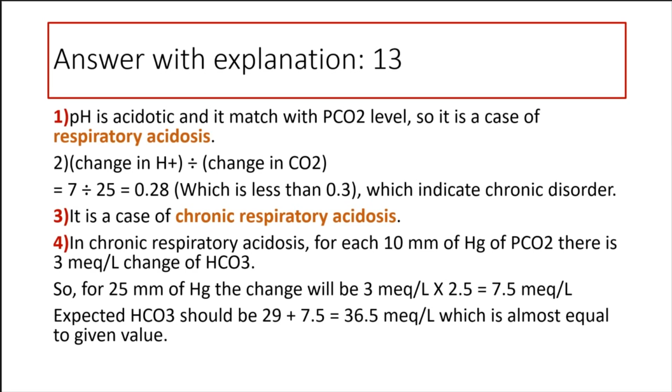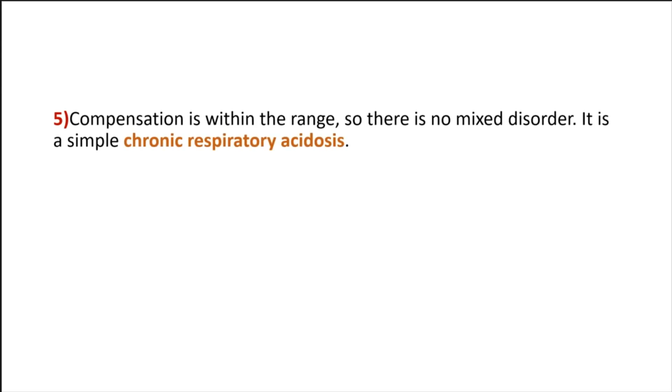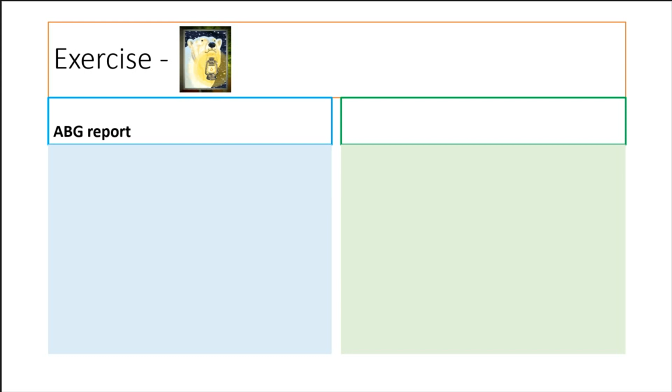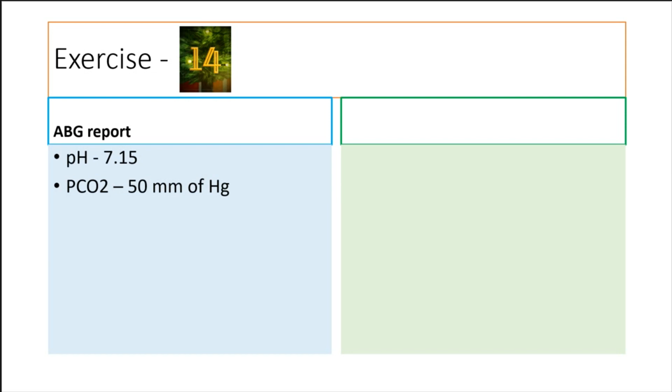Expected HCO3 or bicarbonate should be 29 plus 7.5 equals 36.5 milliequivalent per liter, which is almost equal to the given value. 5. Compensation is within the range, so there is no mixed disorder. It is a simple chronic respiratory acidosis. 6. It may be a case of COPD. Exercise 14. ABG report. pH 7.15. PCO2 50 mm of Hg. PO2 75 mm of Hg.